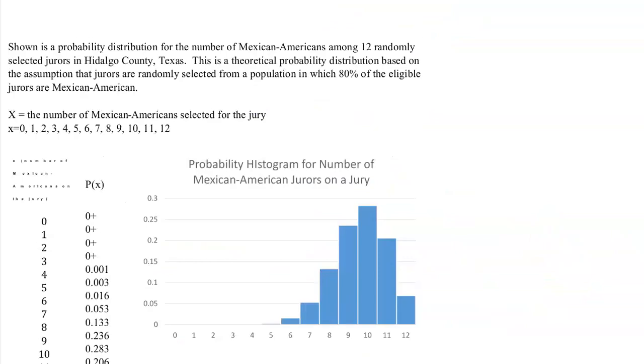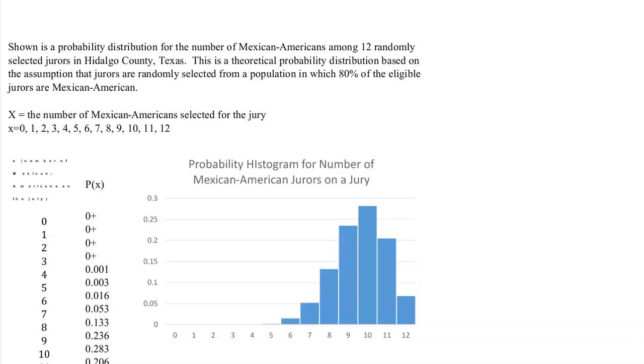So here, I have a more exciting problem. Took this out of another stats book, and it was a real life problem, an actual situation that occurred, accusations of not choosing juries fairly. Here we have the probability distribution for the number of Mexican Americans among 12 randomly selected jurors in Hidalgo County, Texas. It is a theoretical probability distribution based on the assumption that jurors are randomly selected from a population in which 80% of the eligible jurors are Mexican American.